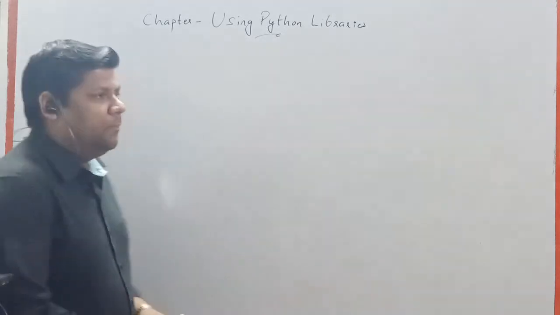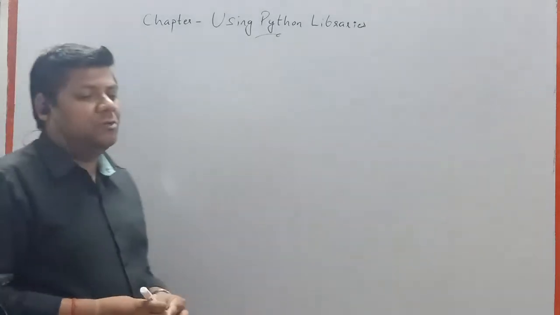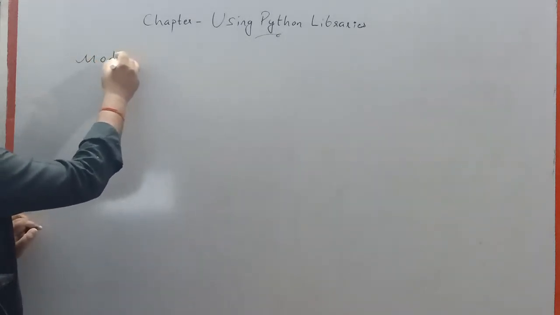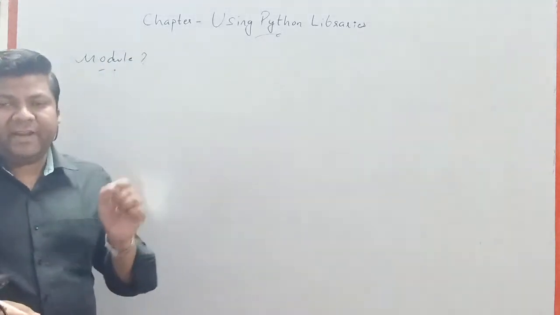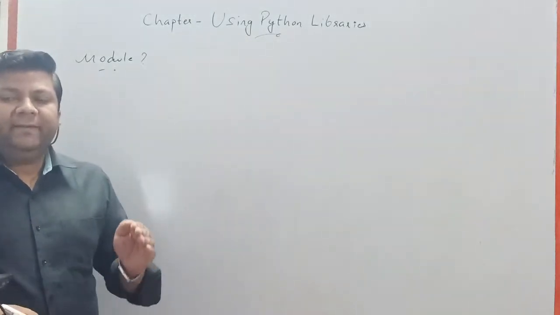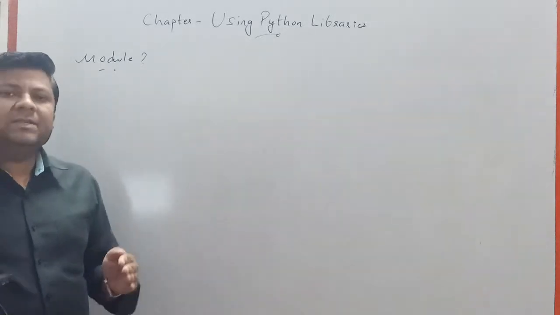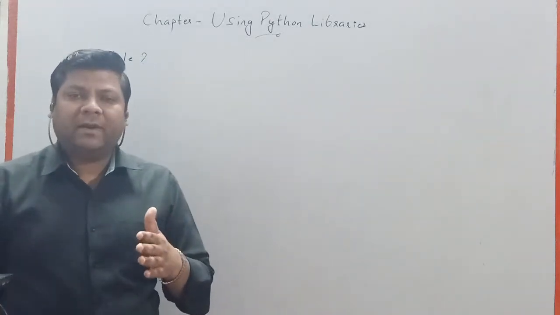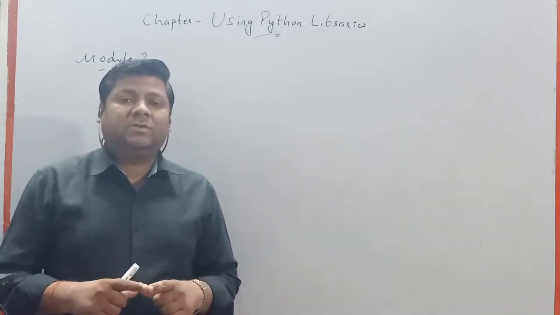Now let us move to the next topic. Our next topic is module. We have discussed what libraries are, and I told you that a library is the collection of several modules. Now what is a module? A module is the file that consists of variables, classes, definitions, statements, and functions that are related to a particular task. And the main function of a module is to reduce complexities to some extent.